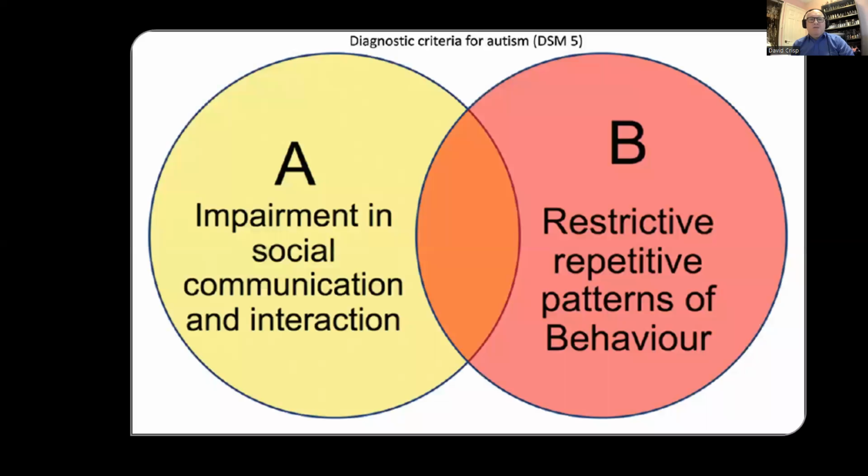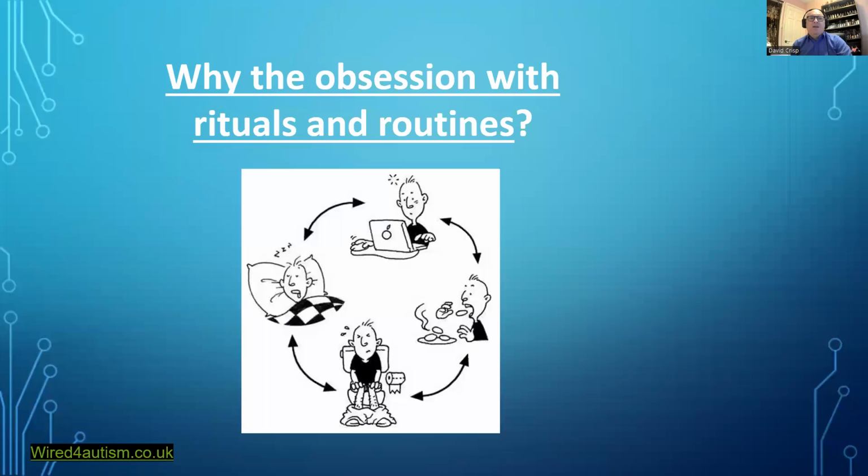So again, quick recap. To get an autism diagnosis, you need to have some sort of impairment in social communication and interaction, and restrictive or repetitive patterns of behavior. So why is there this obsession with rituals and routines?